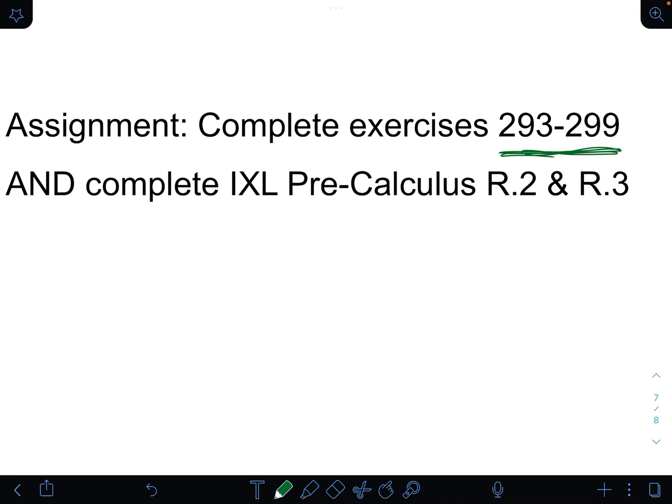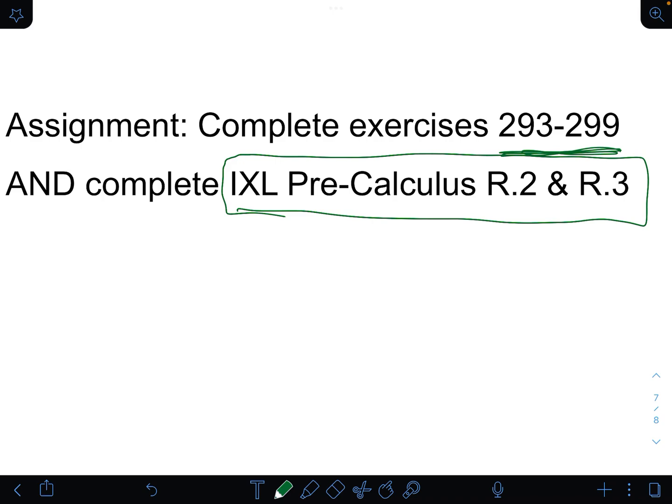All I'm asking you to do today is go ahead and fill those exercises in, and then go ahead and check out the IXL Pre-Calculus Skills R2 through R3. I'll leave you alone for now so that you can go ahead and get your work done.